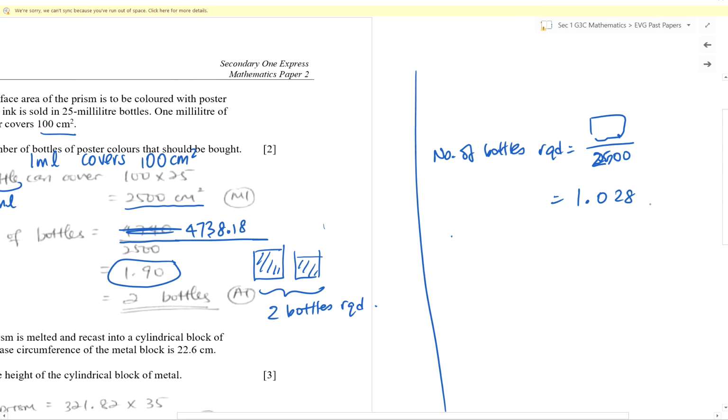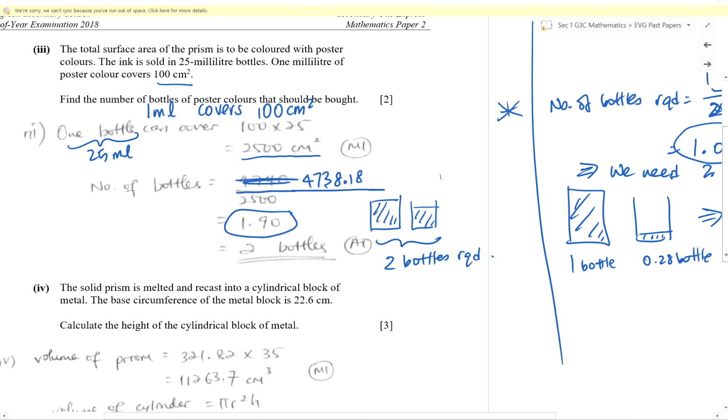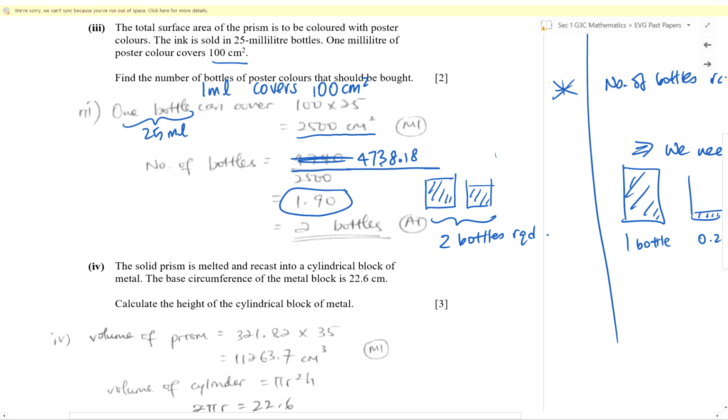1.028 bottles are required. That means we need one full bottle plus a little bit of another bottle, 0.028 bottle. So this tells us that I need to buy two bottles. So from here you round this off to become 2. Although it is very close to 1, and normally you would have rounded down, since we require 1.028, we conclude that we need 2 bottles. So it is important to know how to decide what the number of bottles to buy is.